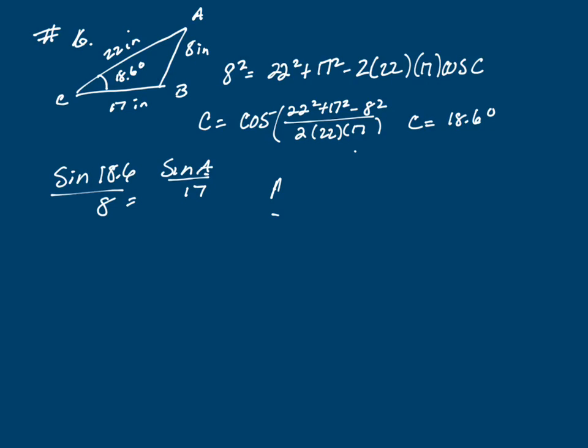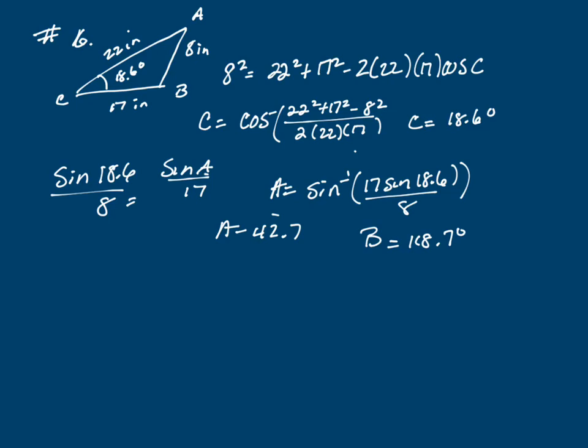And so A is the sine negative 1 of 17 sine 18.6 over 8. And so for A, I got 42.7. And then adding the two angles up and subtracting, I got B is 118.7 degrees.